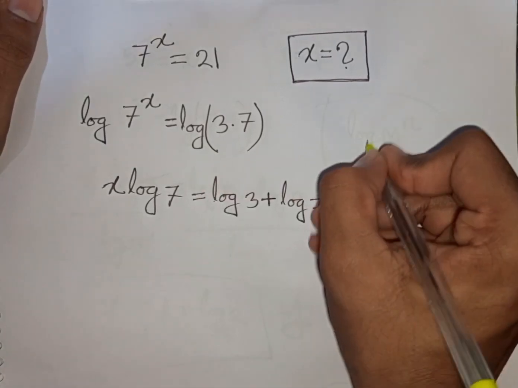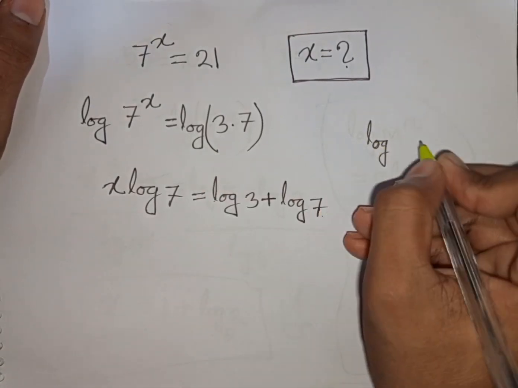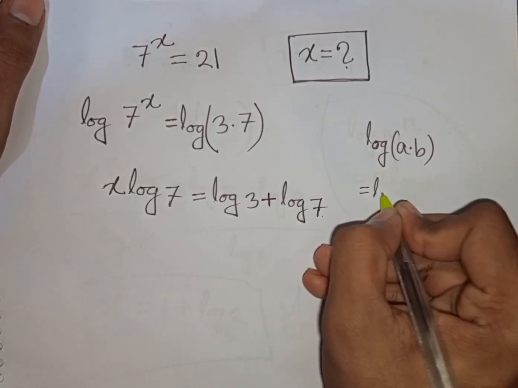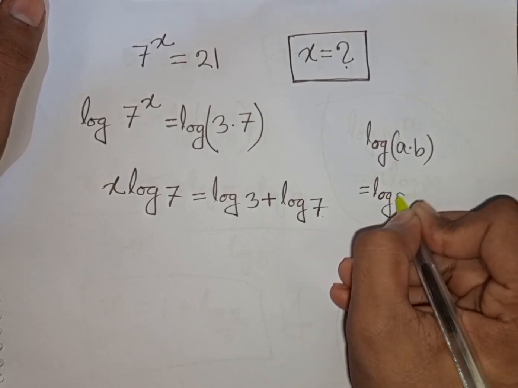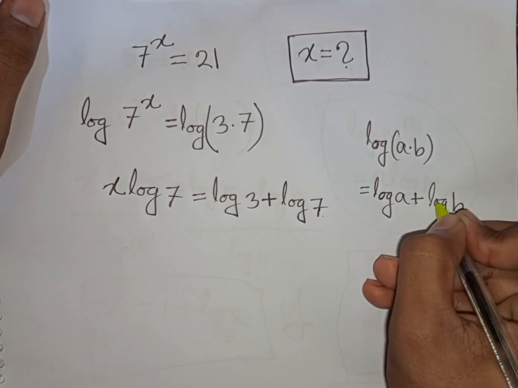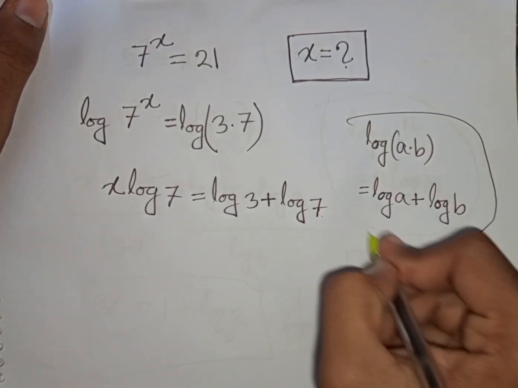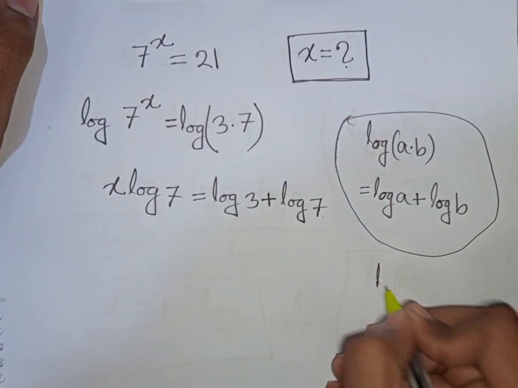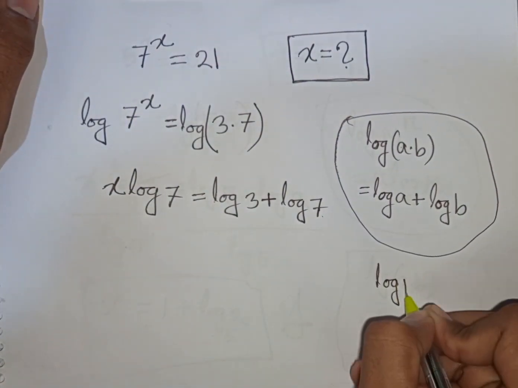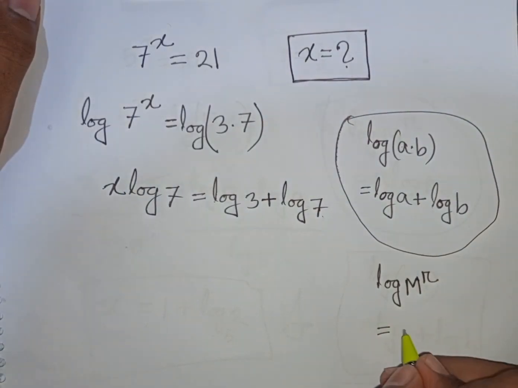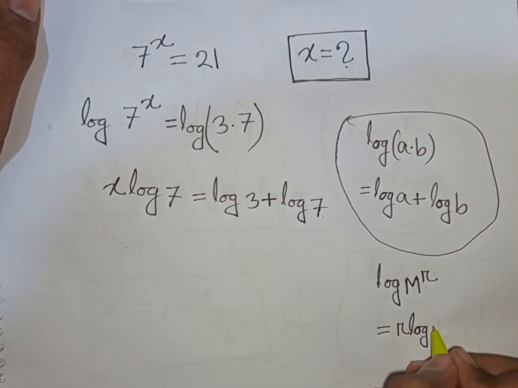Here we applied this formula: log of a times b is equal to log a plus log b. And also here we applied this rule: log m power r is equal to r log m.